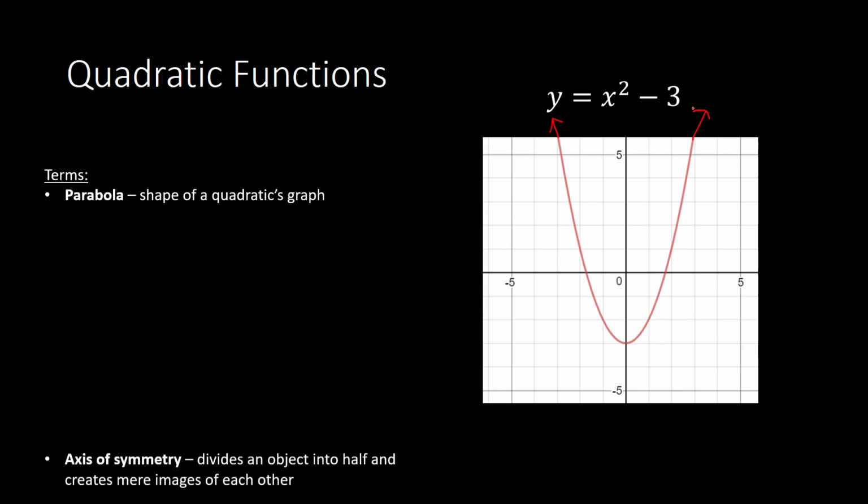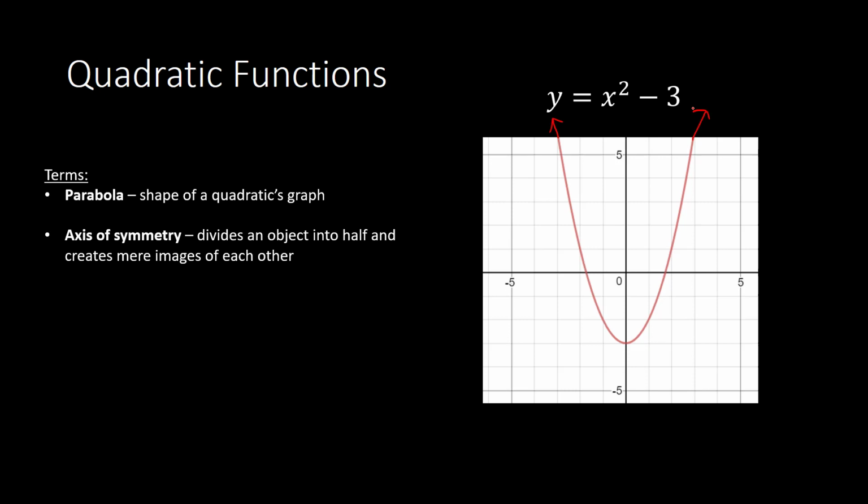And that's a parabola. Next term is what's called the axis of symmetry, which is a line that divides an object into half and creates mirror images of each other. So in this case, the axis of symmetry will go right down the center of the graph, just like that. Now on the left side, we have an identical image as to the right side. And then we also have the vertex, which is going to be this point right here. It's either the lowest or the highest point of a parabola.